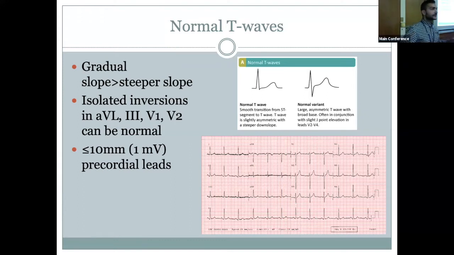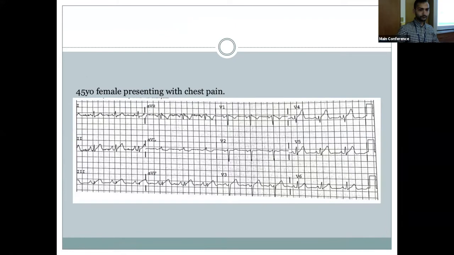Normal size of the T wave is going to be less than or equal to 10 millimeters in the precordial leads, so that's less than 1 millivolt if you're using the standard 10 millimeters per millivolt baseline on the EKG, and less than or equal to 6 millimeters on your limb leads. So that's your normal T waves. We're just going to get right into it.